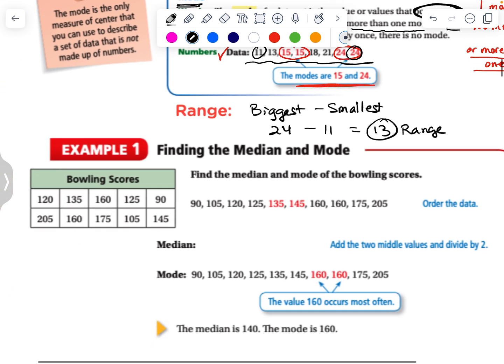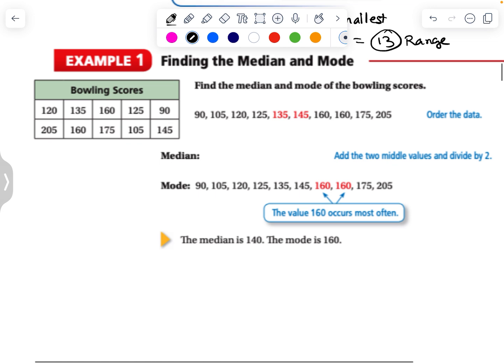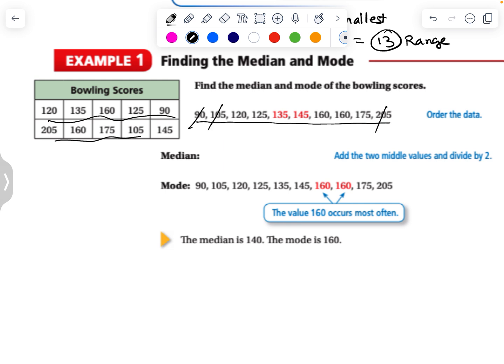So here's an example. First thing it wants you to do is to find the median. So you take all these numbers over here, and you list them in order. Take the smallest and the biggest, cancel them out. Next, smallest and biggest, next, smallest and biggest. One more time. When there are two numbers left, you add them together and then divide by 2. When I do that, I'm going to get a 140. So my median is 140.